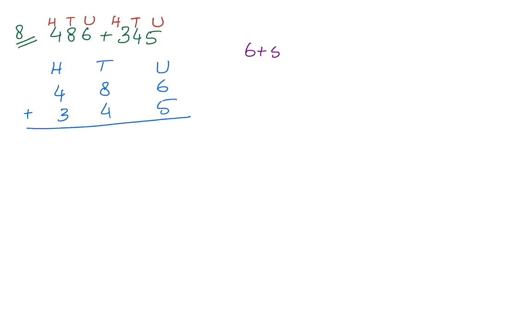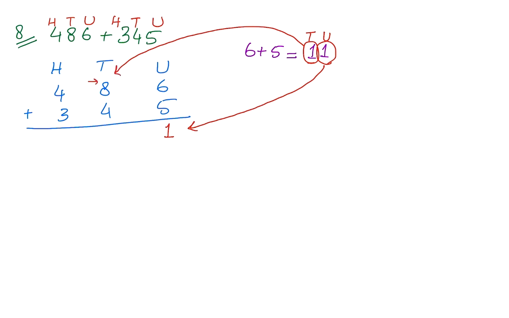6 plus 5 is equal to 11. Again, 11 is a 2-digit number. So this is the units digit, this is the tens digit. The unit digit will go to the answer space, that is 1 will come here, and the tens digit will be carried on to the tens place value, that is here. Now you will add all the numbers on the tens place value. You will add 1 plus 8 plus 4.